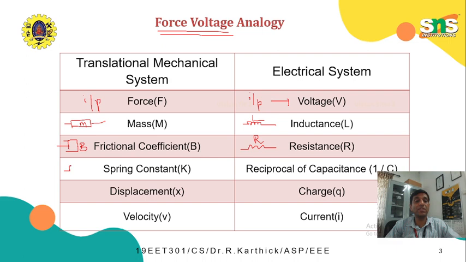And then we have the spring constant, the third element, which is the spring, where the spring constant, that is the stiffness of the spring, is given by K. This is analogous to the reciprocal of the capacitance of an electrical system. So the three elements in the mechanical system and the analogous three elements in the electrical system we have discussed. Then displacement is nothing but the output. Input is force, output is displacement, and here you can also give the output in terms of charge Q or the current I. So this you call the force voltage analogous system, where the input is force in a mechanical system and a voltage source in an electrical system.